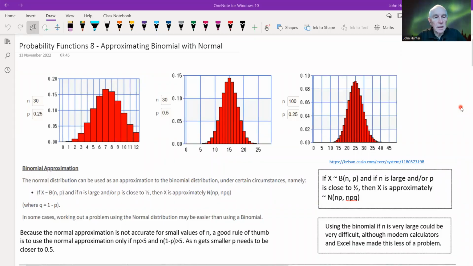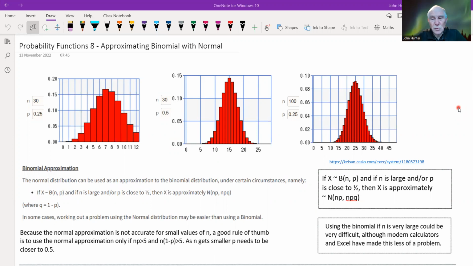Okay, this is the eighth video in the probability functions section, and in this we're looking at approximating the binomial distribution with the normal distribution. Now, this might be useful because in some circumstances it might be more convenient to do this.